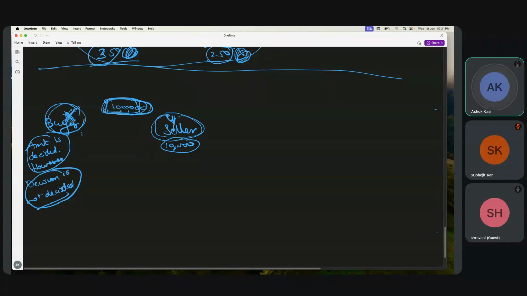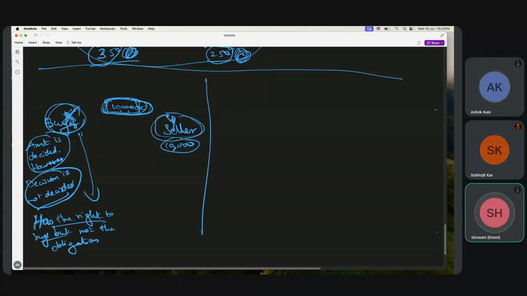That means in this contract, this buyer has the right to buy, but not the obligation. Has the right to buy, but not the obligation. Okay. So is this fine? He has the right to buy, but not the obligation.